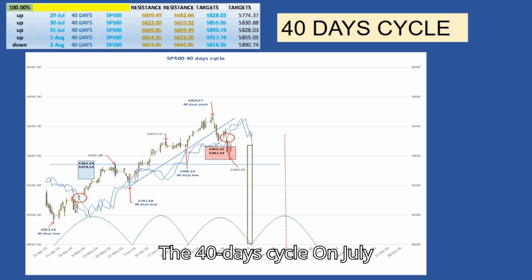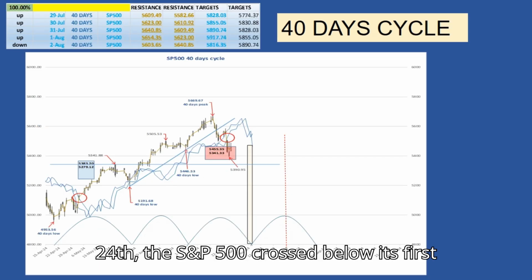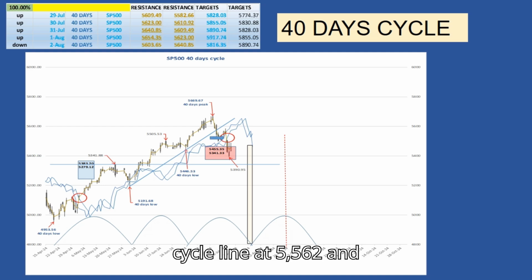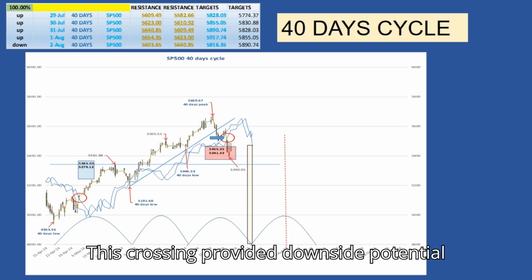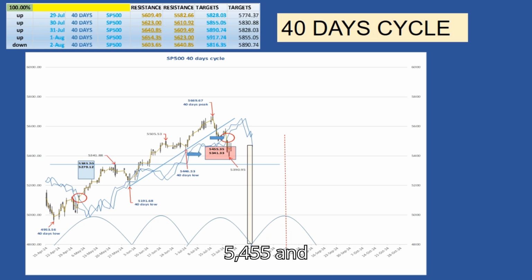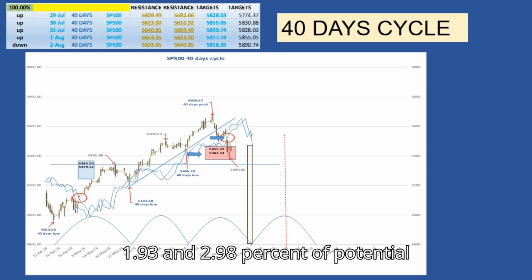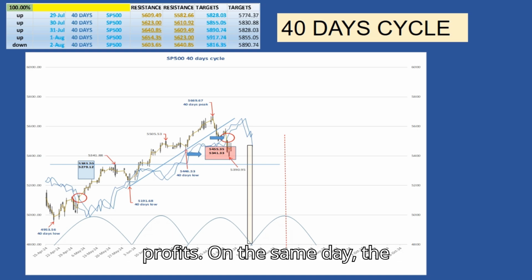The 40-day cycle. On July 24th, the S&P 500 crossed below its first cycle line at 5,562 and 5,505 for the second line. This crossing provided a downside potential target zone between 5,455 and 5,341, or respectively $107 and $164, or between 1.93 and 2.98% of potential profits.